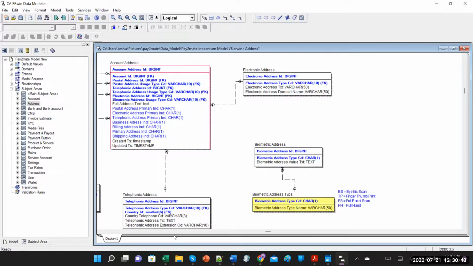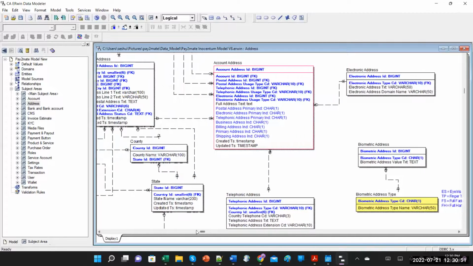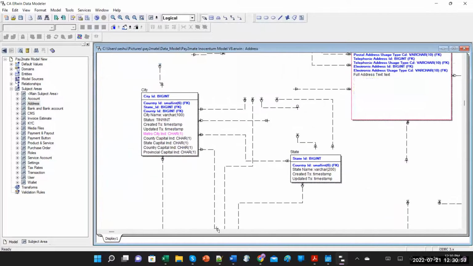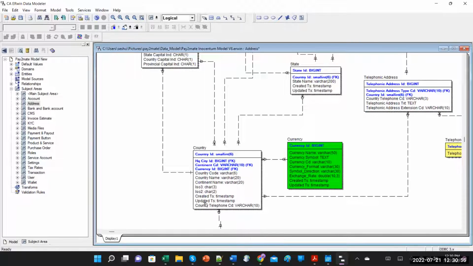Then comes the address information. The address information covers everything, like all the way from the country.